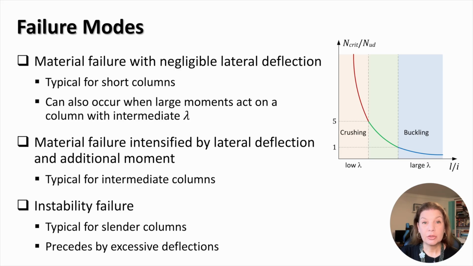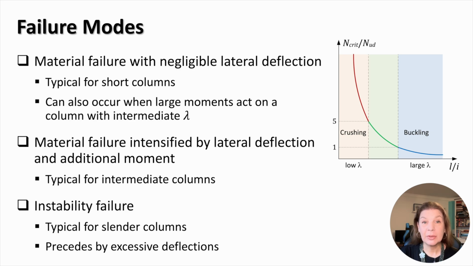When the buckling force to crushing load ratio and the slenderness ratio are in the intermediate range, the material failure is intensified by lateral deflection and additional moment. Columns in the region with low buckling force to crushing load ratio and high slenderness ratio fail by losing their stability, which is preceded by excessive deflections.